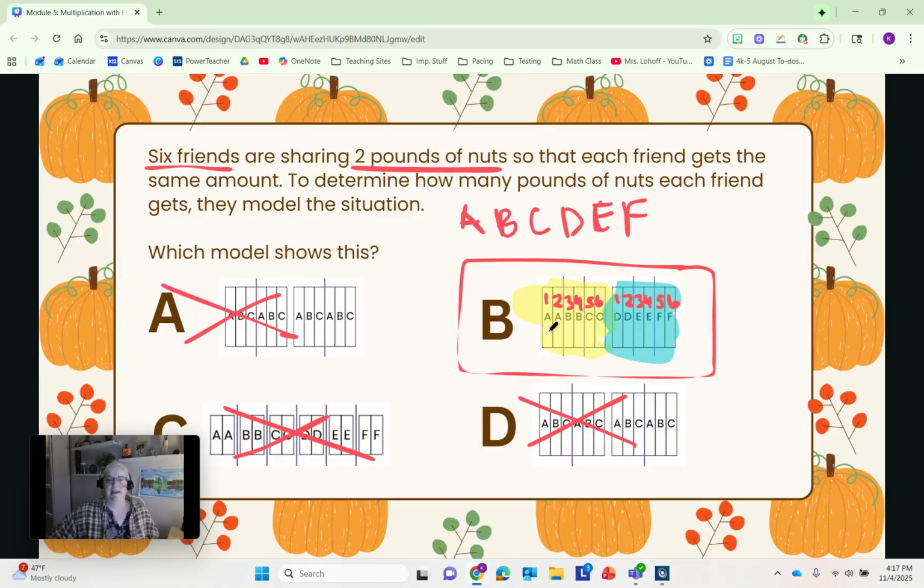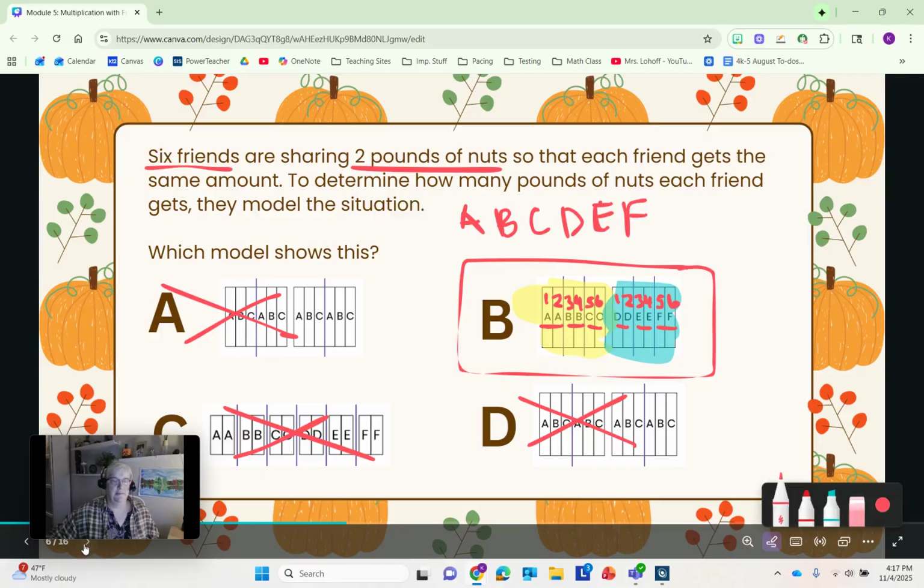Then they divided it by the friends. 1 went to A, 1 went to B, 1 went to C, 1 went to D, 1 went to E, 1 went to F. And then they came back and did it again. One went to A, one went to B, one went to C, another went to D, E, and F. And it ended up that each friend got 2 of the 6.